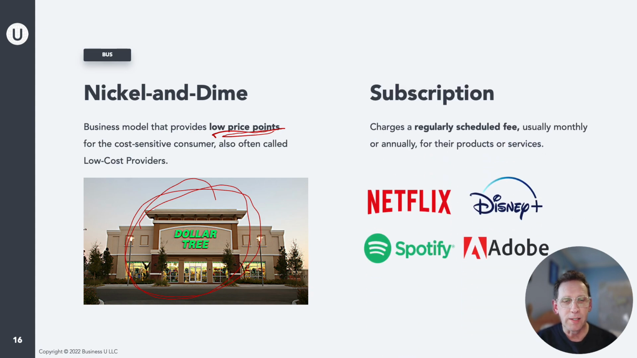Another business model is the subscription. They usually charge a regularly scheduled fee, either monthly or annually, for their products and services. Think Netflix, think Disney, think Spotify, think Adobe. These are all subscription services.